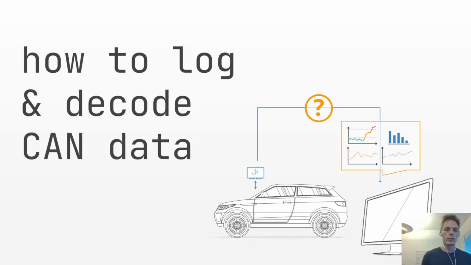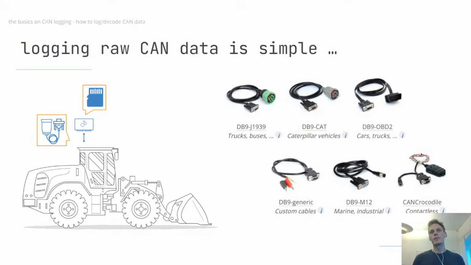So let's jump into the main thing here. How do you actually log and how do you decode CAN bus data in practice? It's relatively simple. Let's imagine that you have a CAN bus data logger, and I'll get back to more details on this later. You take your CAN bus data logger, you find the suitable adapter cable, and then you just connect the device to the application you wish to record from. For example, a vehicle, as in this illustration over here.